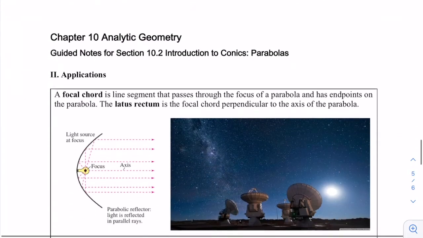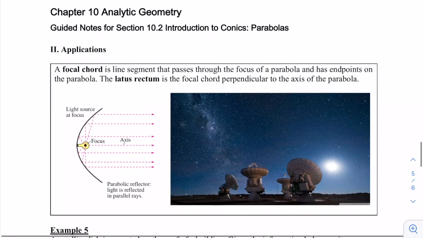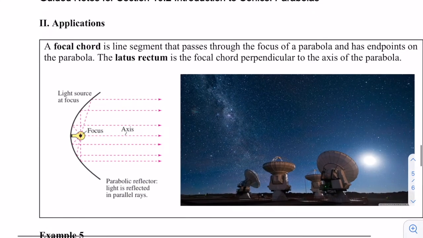There are so many applications of parabolas, specifically with the focus and directrix. A couple more vocabulary words I want to go over is the focal chord. The focal chord is a line segment that passes through the focus and has an endpoint on the parabola. And then a latus rectum is the focal chord perpendicular to the axis of the parabola. So it'd be over here.